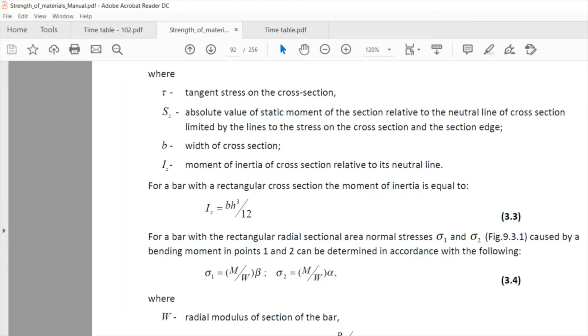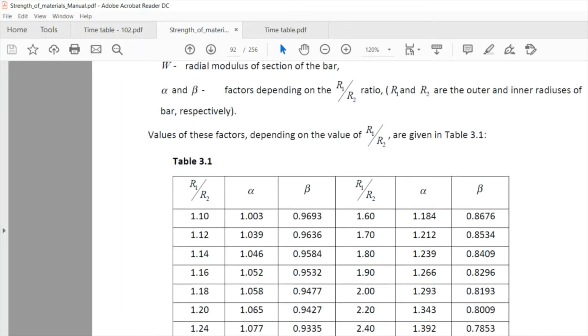Beta and alpha are coefficients or factors depending on the ratio R1 to R2, outer radius and inner radius. There is one table, table 3.1, which shows the values of alpha and beta compared to that ratio. So you calculate R1 divided by R2. If you find the ratio is 1.1, that means the coefficient alpha will be 1.003, beta will be 0.9693. And same thing, we know that we have our R1 and R2 capital values, so we can easily calculate the values of alpha and beta.